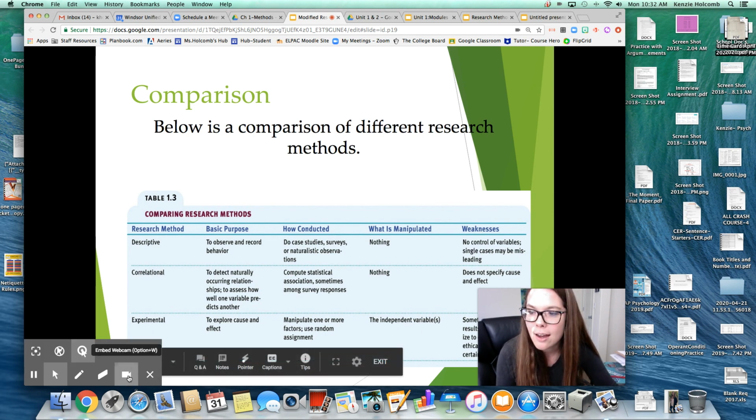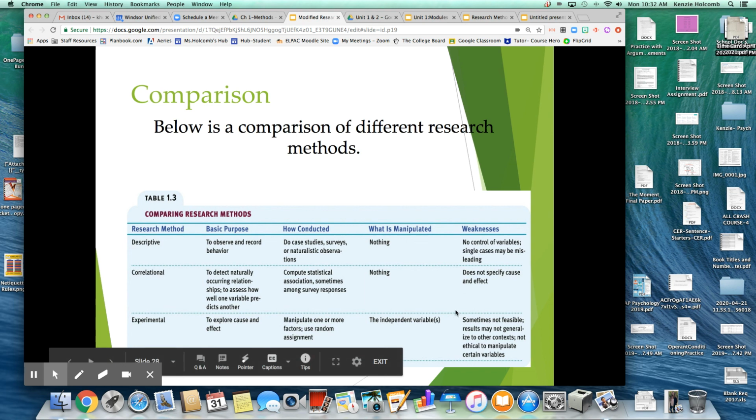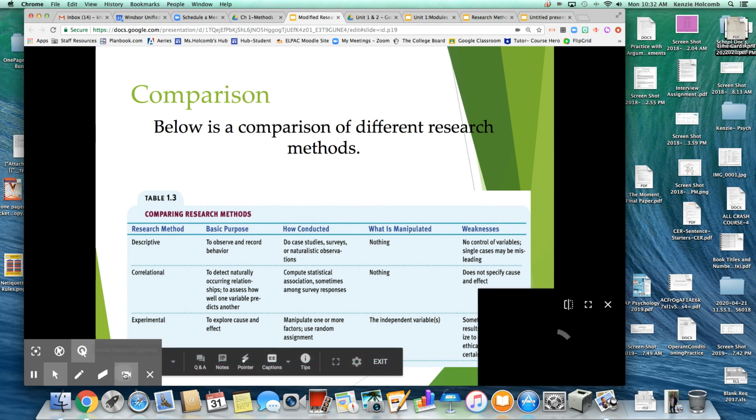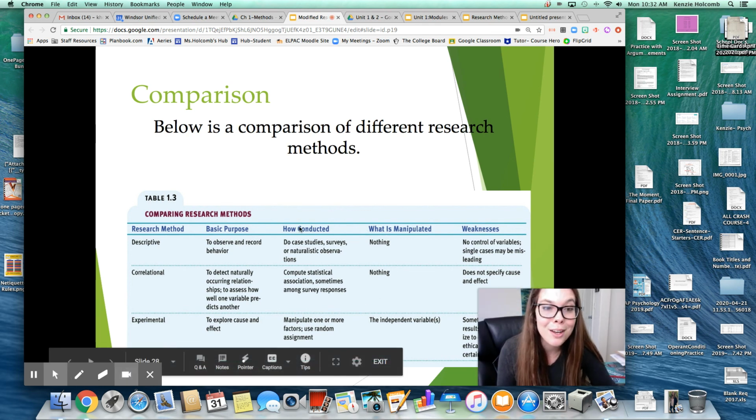So let me move my screen. If you want to take a look at this graph, it's a really great way of summarizing what we just learned in both videos. Okay. I will let you guys move on to your activity.